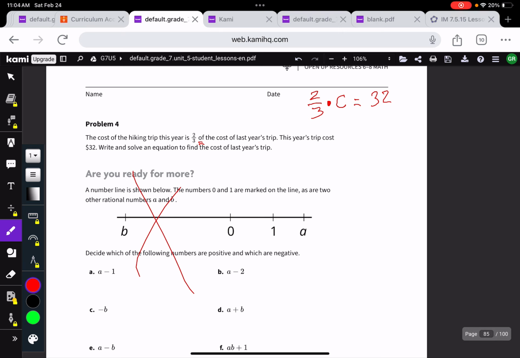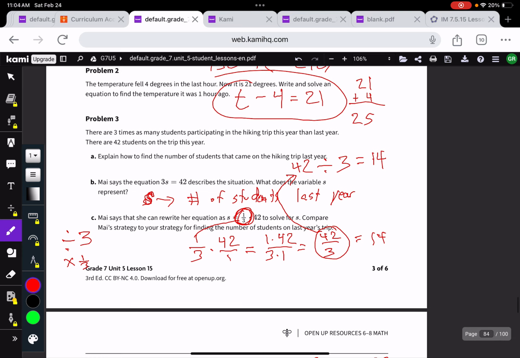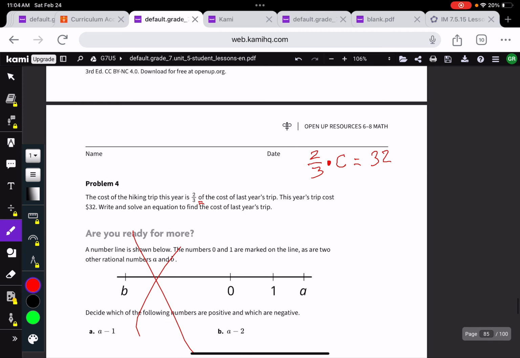Now, how are we going to solve that? Let's go back to what we did last problem. How did I solve this equation? 3s equals 42. I took the 42 and divided it by 3, or 1/3. The multiplicative inverse of 3 was 1/3. So I took the 42 and times it by 1/3. The multiplicative inverse of 2/3 is 2/3 upside down, the reciprocal, 3/2.